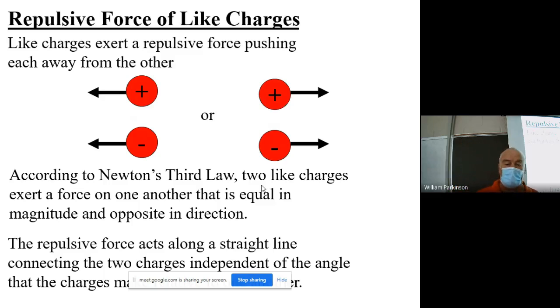Okay, so the force, again, the directional, this acts, if you draw a connecting line between the two, then these would lie on an arrow right on that line. But now instead of pointing inwards towards one another, they're going to be pointing outwards away from one another.